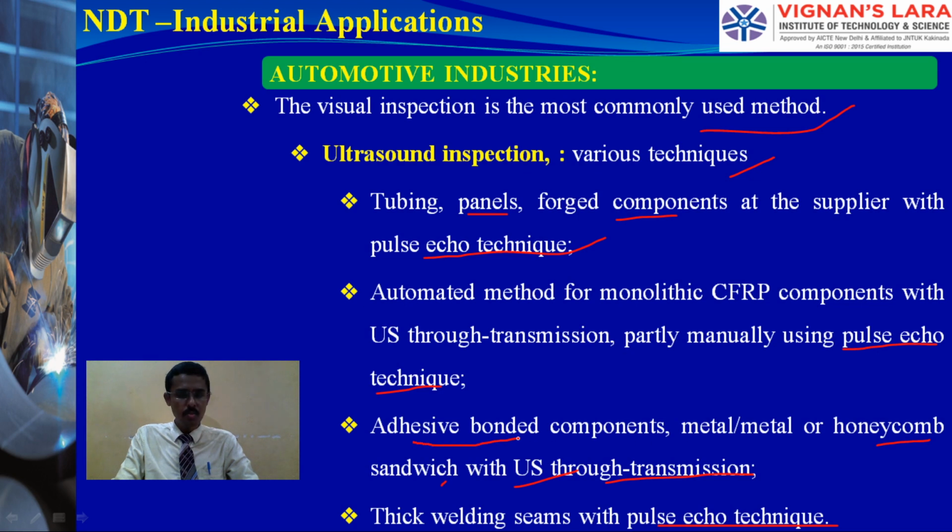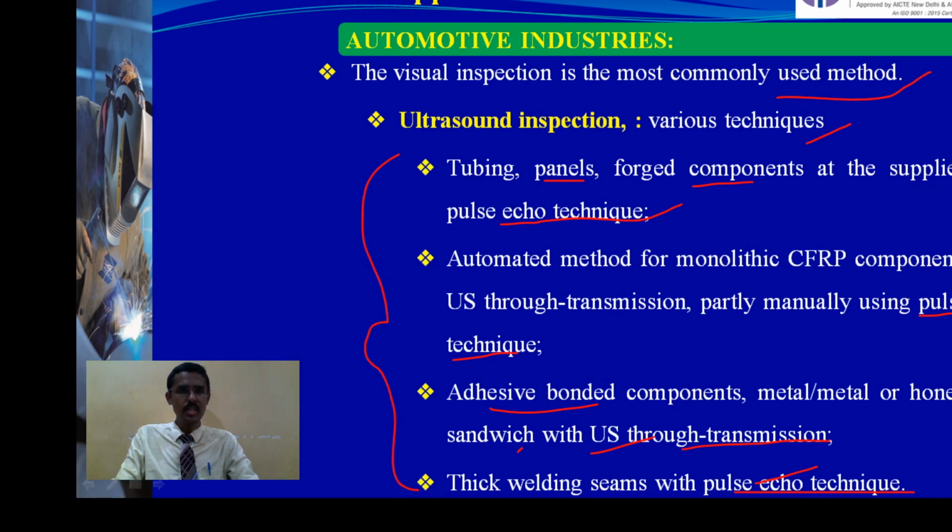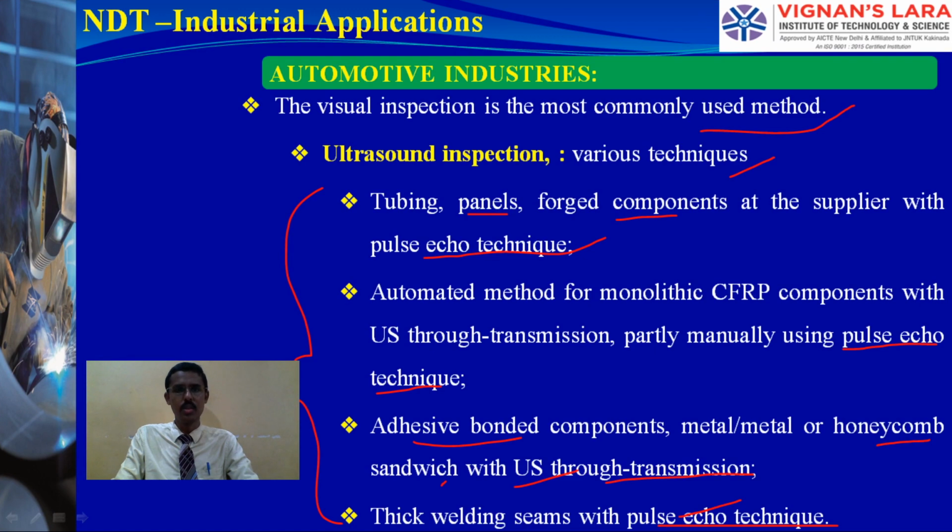So adhesive bonds, welding conditions, sandwiched plates, tubes, panels, or forged components, all can be done through these ultrasonic test methods. It uses US, which means ultrasonic. US is a shortened word we are using.